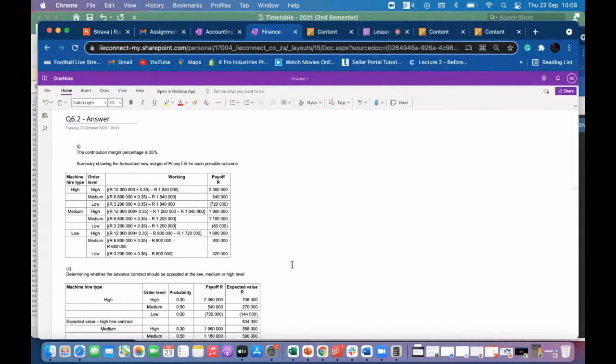Okay, so what exactly is happening over here? Let's read the rest of the question. Pricey Ltd is considering hiring its machinery as demand dictates instead of acquiring its own machinery and risk idle time. You are provided with the following information. Pricey will enter into an advance hire agreement contract at one of 3 levels.